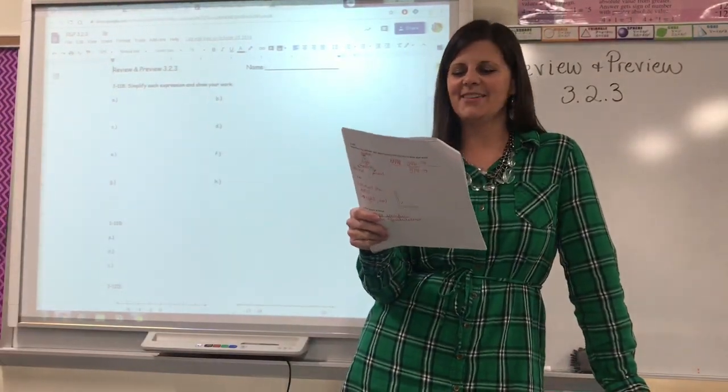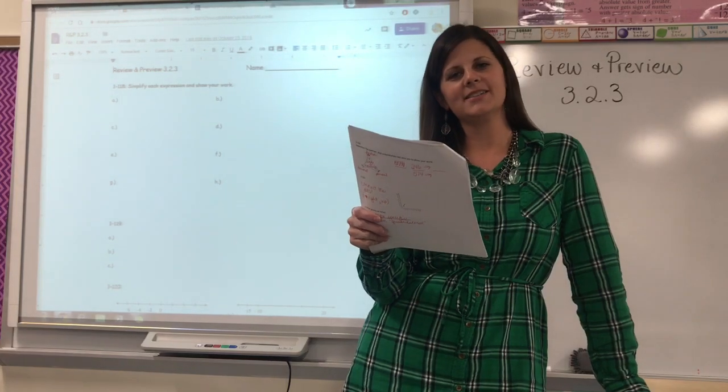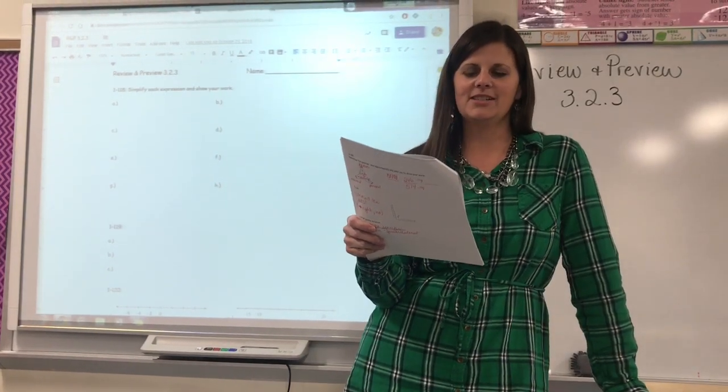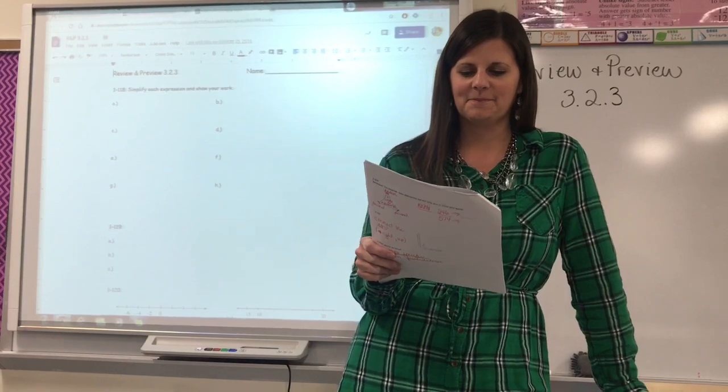Once we have our common denominators, we can subtract our numerators, keep the denominator the same, and then look to see if we can simplify.